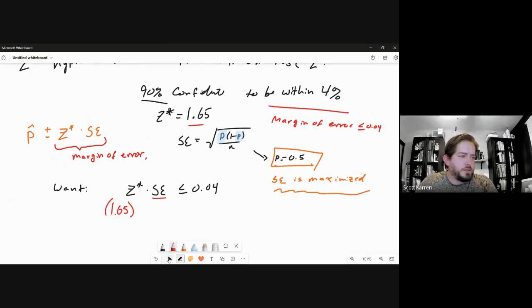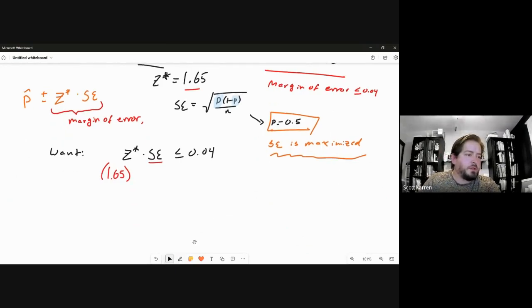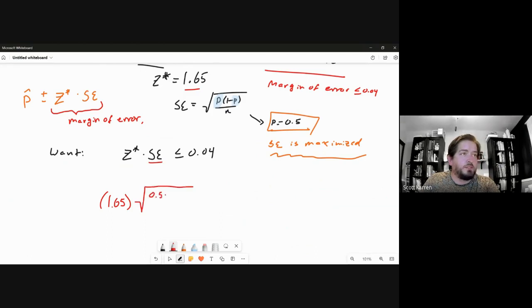Let me move this. I don't know if I can move it part by part. So I'm going to put that there, 1.65 multiplied by the square root of p, which I'm maximizing by using 0.5. But 1 minus p is also 1 minus 0.5, which is 0.5, right? Over n under that square root. And I want that to be less than or equal to 0.04.